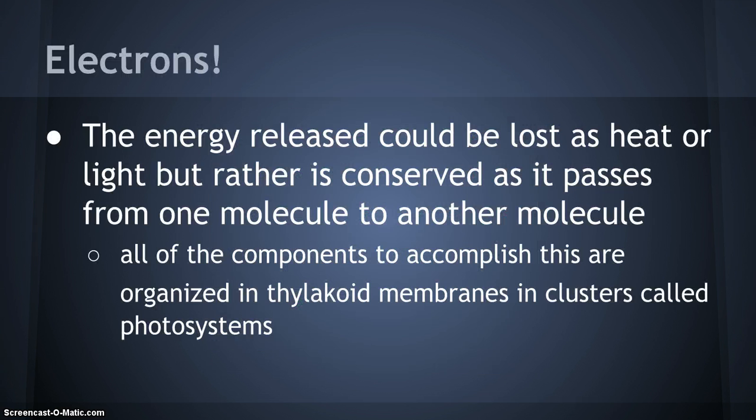The energy released could be lost as heat or light, but rather is conserved as it passes from one molecule to another. All the components to accomplish this are organized in the thylakoid membranes in the clusters called photosystems. So photosystems are part of our light reactions, and photosystems are going to be where the electrons get excited, and they're going to pass off that energy.